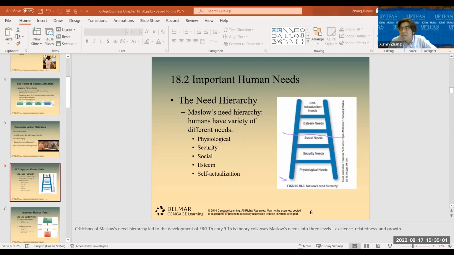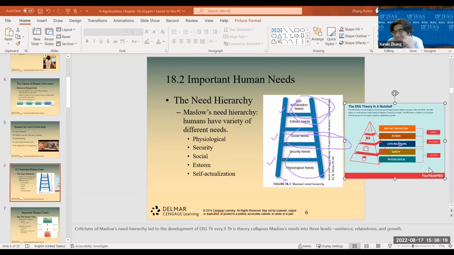But some other theories don't 100% agree with Maslow's needs hierarchy. Maslow's needs hierarchy is the base. There is a so-called ERG theory. They group the needs into three different levels. One is existence. The second is relatedness. And the third is growth. The idea behind it is that more than one can be active and motivating at the same time.